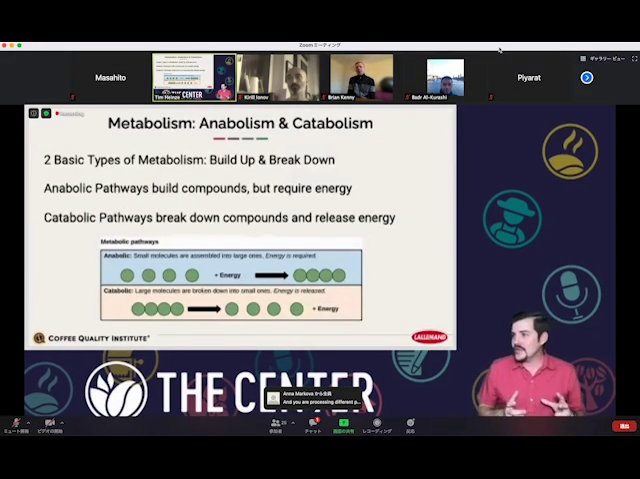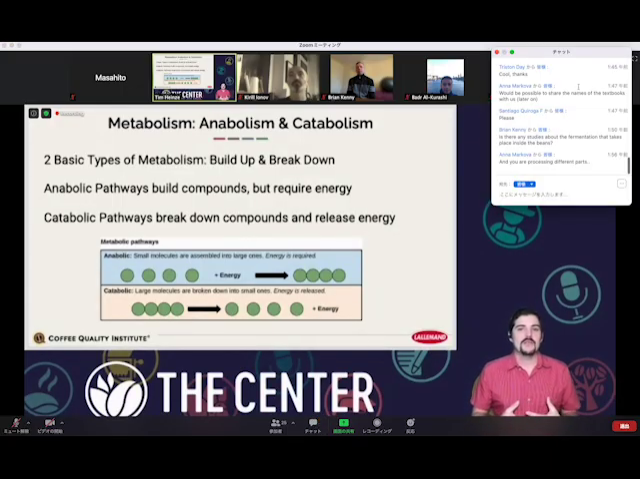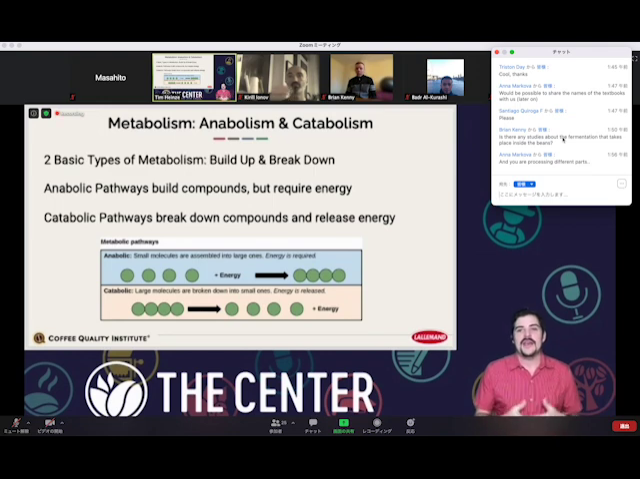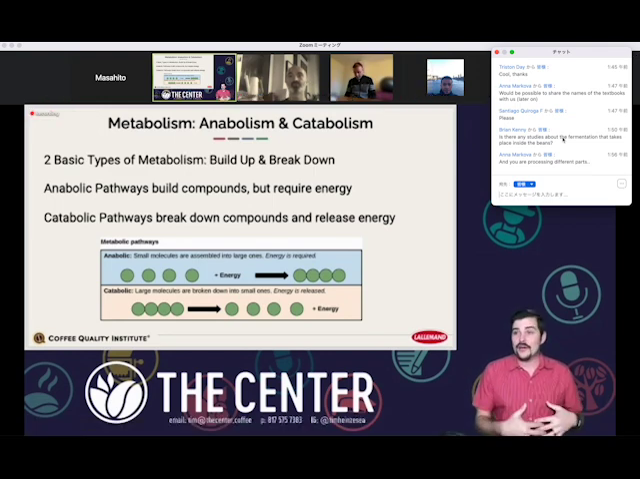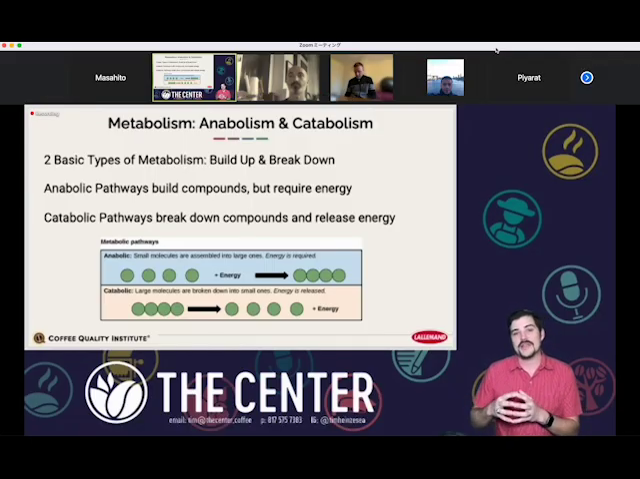So as we continue to talk about metabolism, there are two basic types of metabolism that we want to focus on. Really all of the different metabolic pathways can be contained or described within these two processes, both anabolism and catabolism. Anabolism comes from the Greek prefix meaning to build up, or up, and catabolism being Greek for down. So anabolism is the building of compounds, and catabolism is the breaking down of compounds.